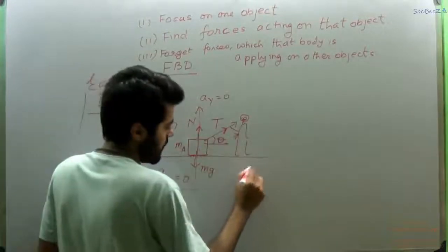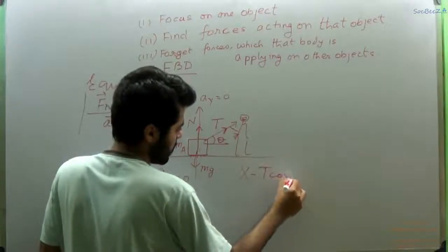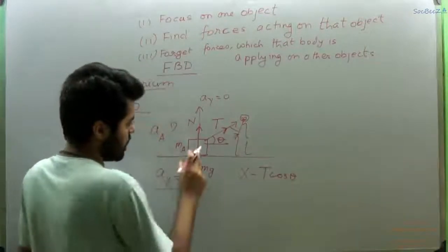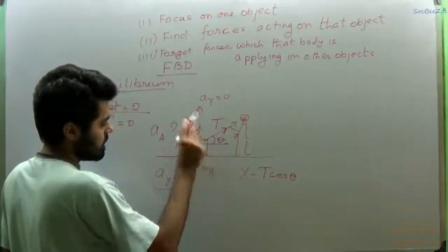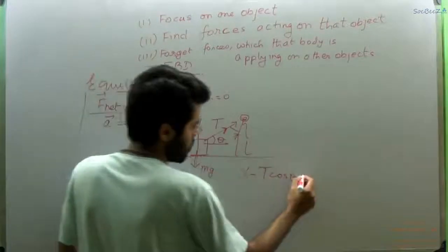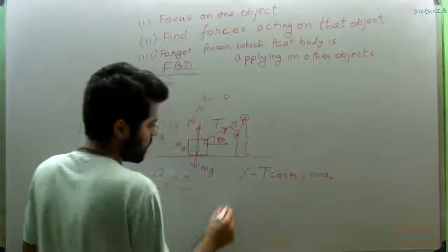First we write along the x-axis. What will we write? We will write T cos theta. There is no other force along the x-axis. This is the gravity here, this is the normal here, and this is the only force. So T cos theta will be mass into acceleration along x.